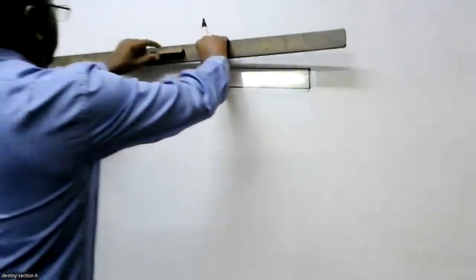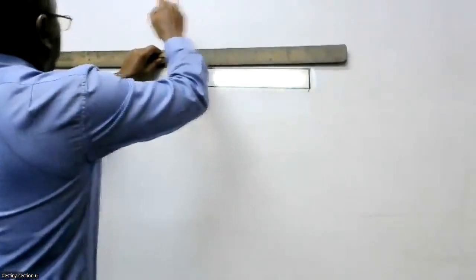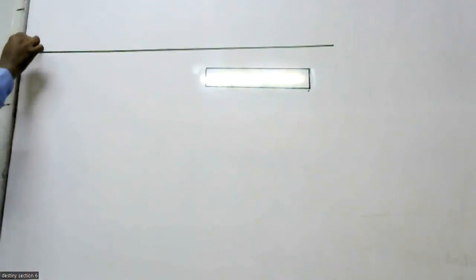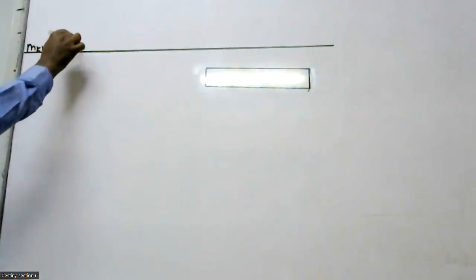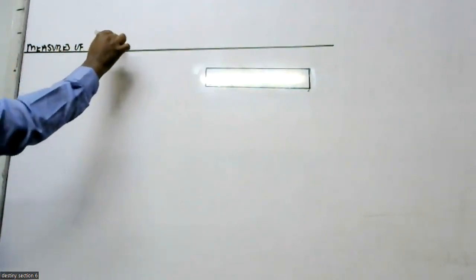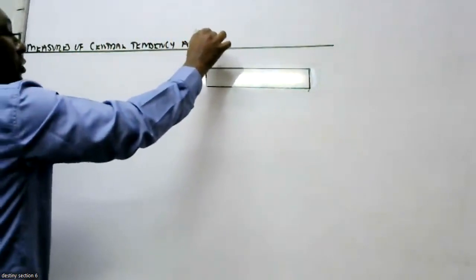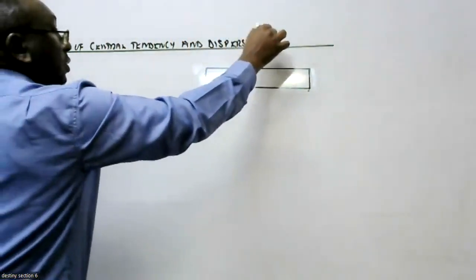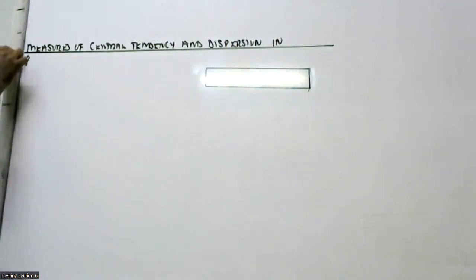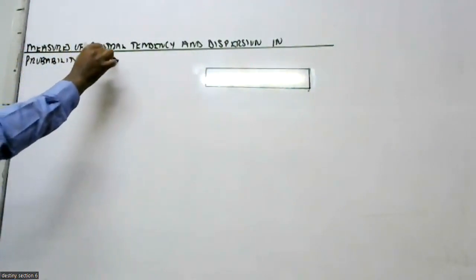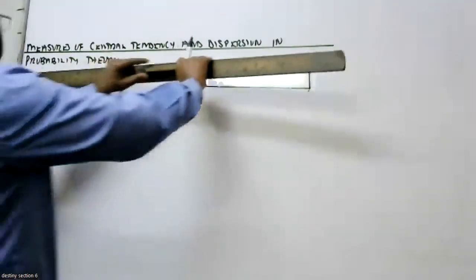The next thing that we are supposed to look at is what we call measures of central tendency and dispersion in probability theory.